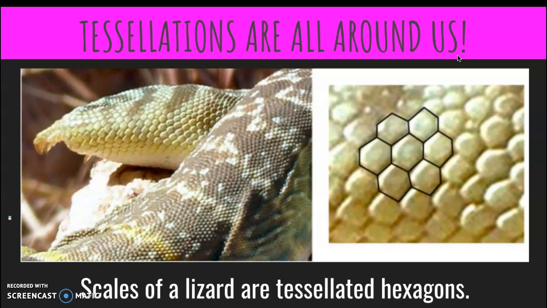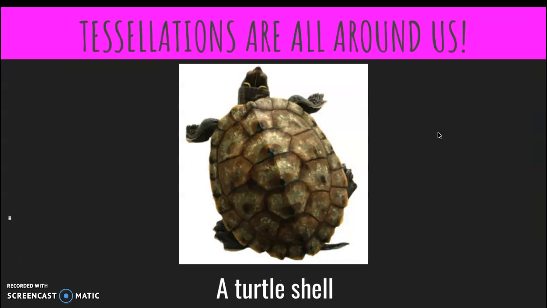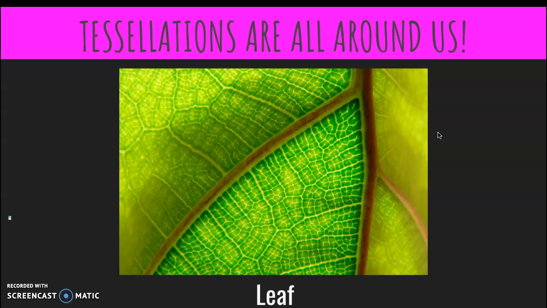As you can see here, and this is so cool because you can't really tell when you're looking further away, the scales of a lizard are tessellated hexagons. So right here, you see how all of these hexagons line up perfectly. And like we talked about yesterday, they do not overlap and there are no gaps between the spaces, which is so cool. We can also see tessellations on this turtle shell and on this leaf. And some of these, as you can tell, are slightly more complicated than the tessellations that we created yesterday with regular polygons.